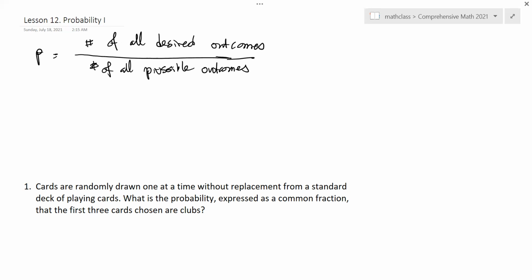And in some cases, the numerator and denominator are not going to be numbers. Sometimes it could be the area, sometimes it could be the volume. So you cannot say the number of points in this region. That's called geometric probability. In most problems, you're going to find two numbers, one for the numerator, one for the denominator, and the ratio is always between 0 and 1.